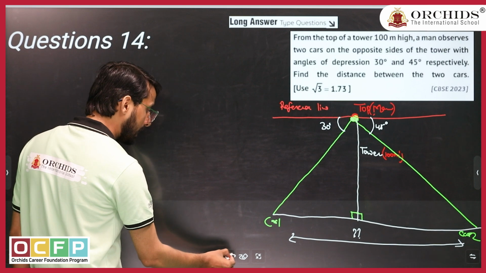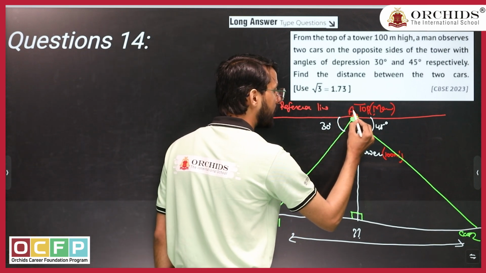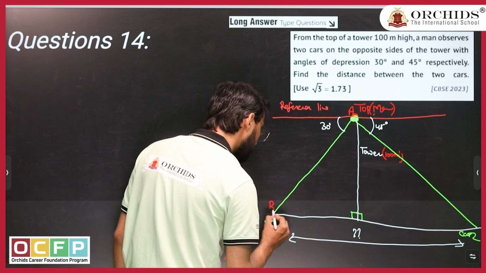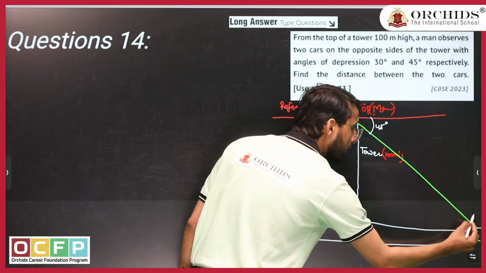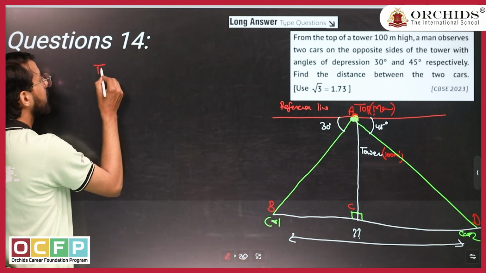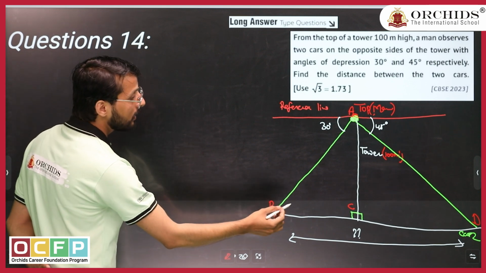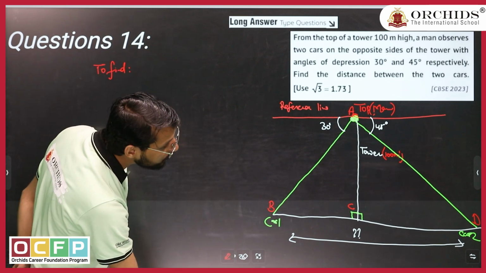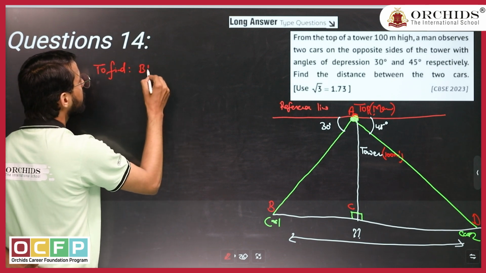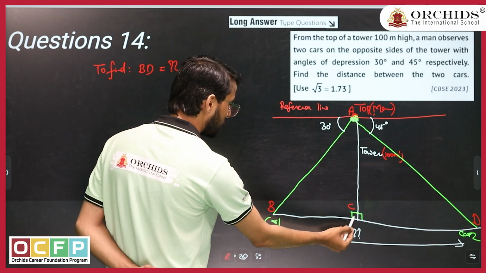So, first can we name it something? Just name it first: this point A, this point B, this point C, this point D. It means what we have to find is the length of B to D. This length we are going to find. Name this as B to C also.